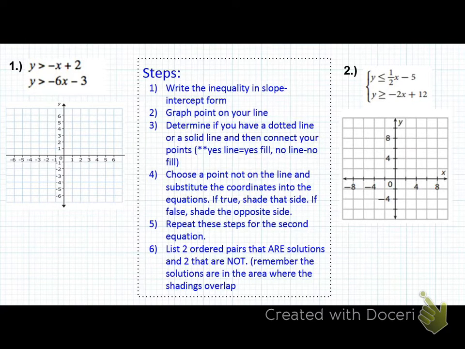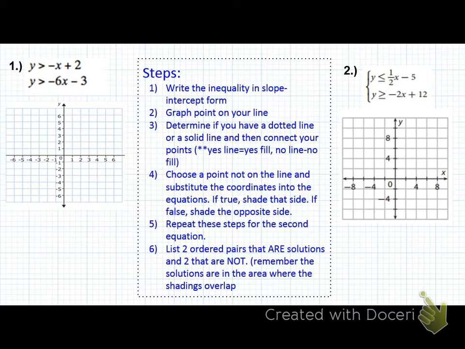Alright, so here we go. So numbers 1 and 2. I want to show you how this works. Yesterday we talked about how to graph one of these. Today we're going to be graphing two of them. So for example, we have number 1. We have two different lines, the first one and the second one. A good strategy is to graph these one at a time.